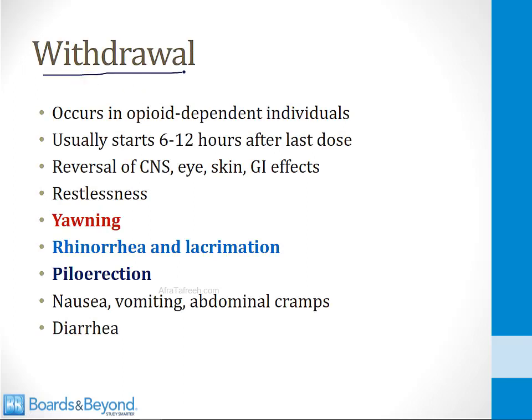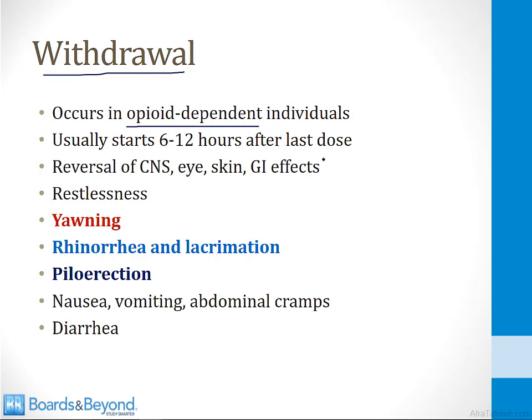There are basically two ways you can get symptoms of opioid withdrawal. The first way is if all your opioid receptors are occupied and you suddenly give an antagonist like naloxone and knock the opioid agonist out of the receptors, that can cause withdrawal. The other way is that if you have an opioid-dependent individual who stops taking the drugs, about 6 to 12 hours later, that patient will start to develop opioid withdrawal.